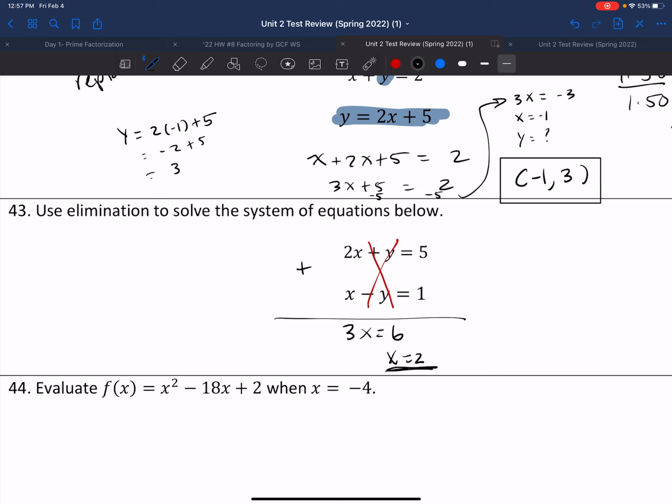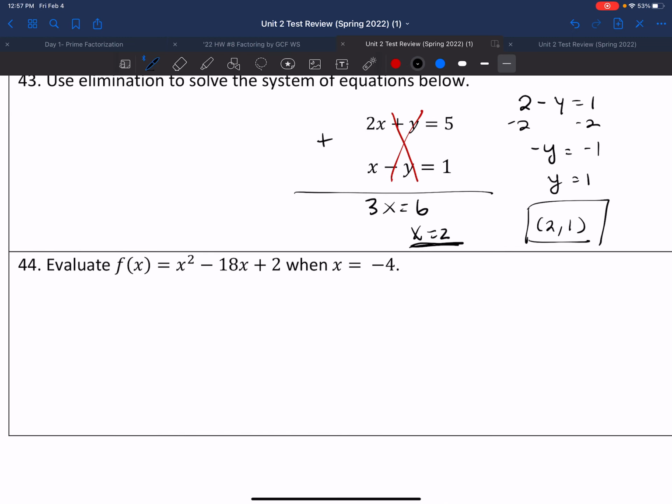So let's use the second one. So I have 2 minus y is equal to 1, and I'm going to subtract both sides by 2. So I'm having negative y is equal to negative 1, y is equal to 1. So you have this form right here. This is the answer.